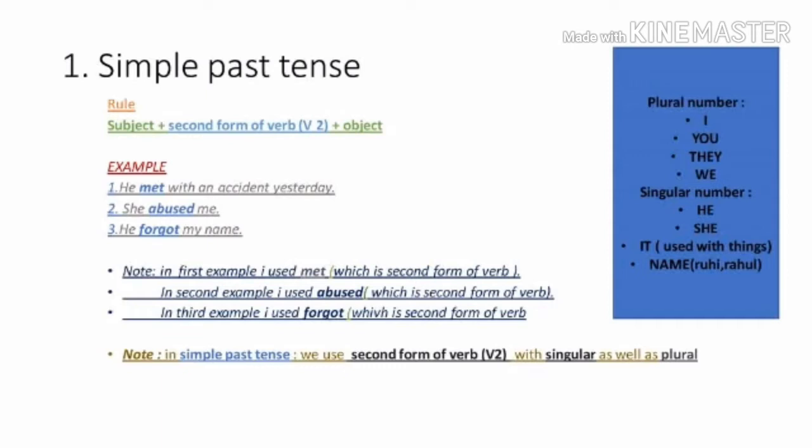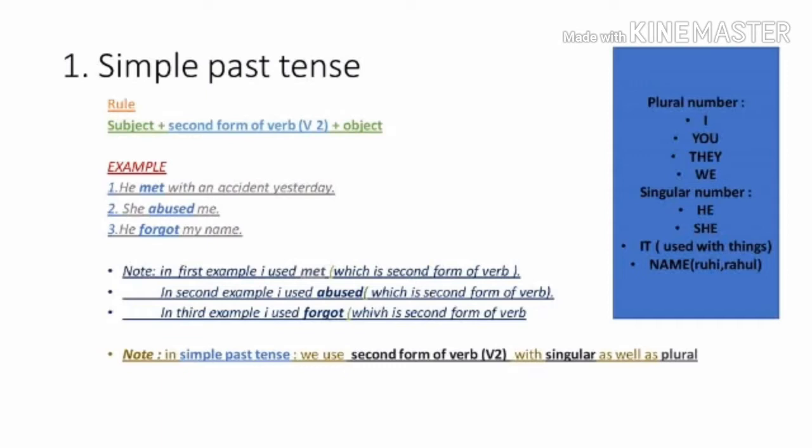Okay, now I will explain each type. So let's start from the first type, which is simple past tense. We use simple past tense when we are talking about something that has already happened, and it emphasizes that the action is finished in a time before now.